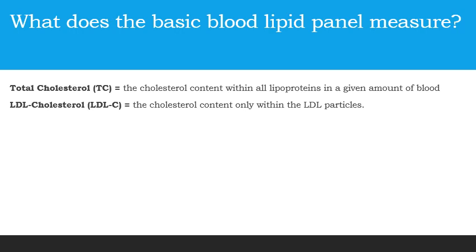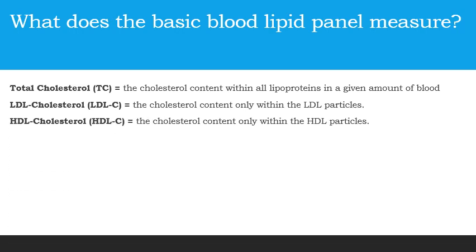You will also be able to see your LDL-C, or the cholesterol content only within the LDL particles. Optimal range is less than 100 milligrams per deciliter. Next, you will see your HDL-C, or the cholesterol content only within the HDL particles. Optimal range is greater than 40 milligrams per deciliter.